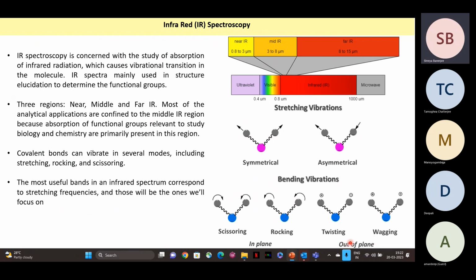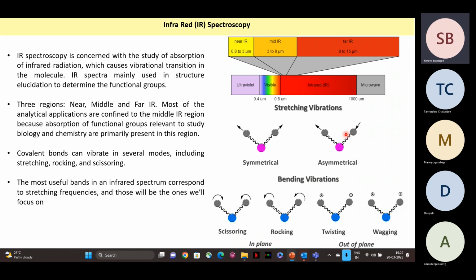Then there is out of plane movement. Twisting is basically when this bond moves outwards. If you imagine the slide as a plane, this bond is moving in the upward direction and this is moving in the downward direction. So that is called twisting, when both the bonds move in opposite directions. And wagging is when both the bonds move in the same direction, so both are moving upwards or both are moving downwards. These are the different kinds of vibrations that are detected by IR spectroscopy, but the most useful ones are the stretching vibrations.